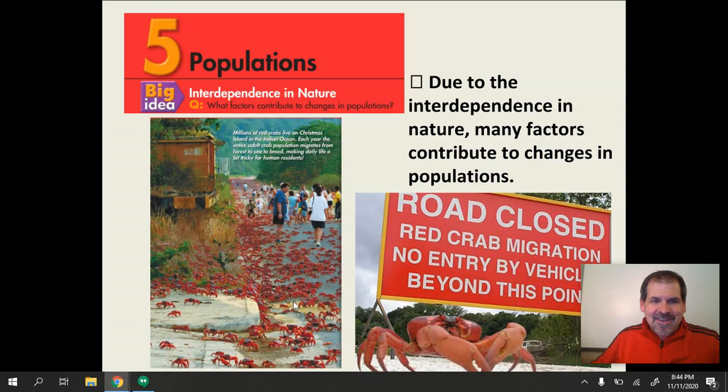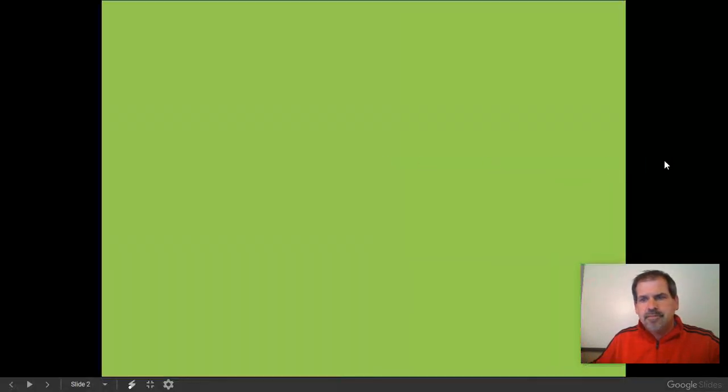As you can see, it's a huge tourist attraction. People come from all over the world to see the crabs on Christmas Island. Sometimes they literally have to close the roads because these are a protected species. This is just a really good example of how a population of crab, or a population of animals, can have a huge impact on a culture. All right, so due to the interdependence in nature, many factors contribute to changes in populations.